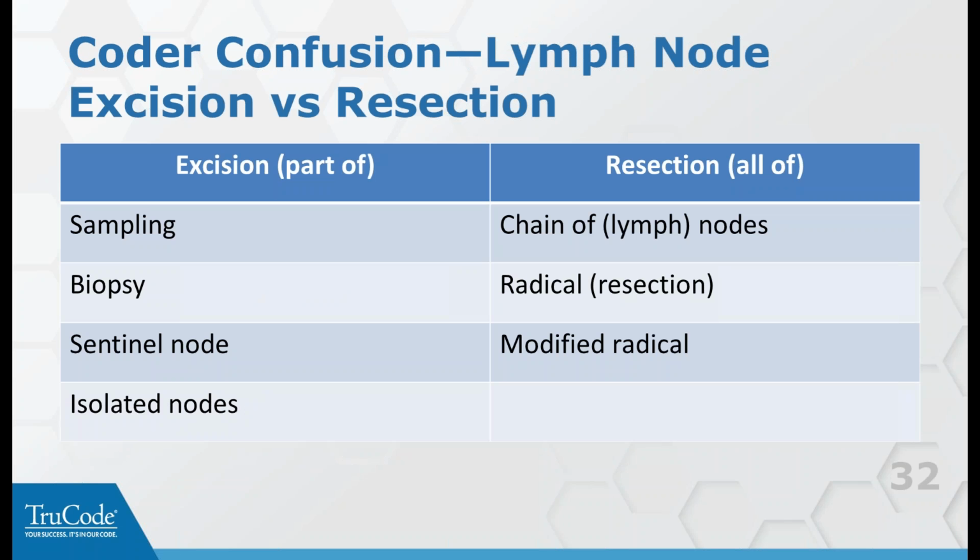Another area of confusion is lymph node removal, whether to code excision or resection. On the left side of that chart, you see what would be considered excisions of lymph nodes: a sampling, a biopsy, a sentinel node removal, or excision of isolated nodes. Whereas on the right side, things that would be considered resections would be a chain or a level of lymph nodes, a radical resection, or a modified radical resection. All of those would be considered resection of lymph nodes.